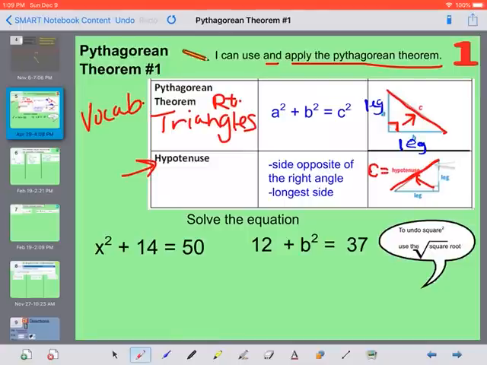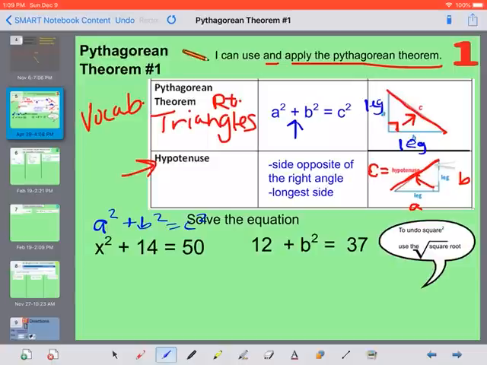In the equation, we always use the letter C to represent the longest side. So these two legs would be A and B. It doesn't matter which one's A and B, that's up to you. But our equation, we take A and square it, B and square it. If we add those two up, we should get C squared. So here we have really a squared plus b squared equals c squared.